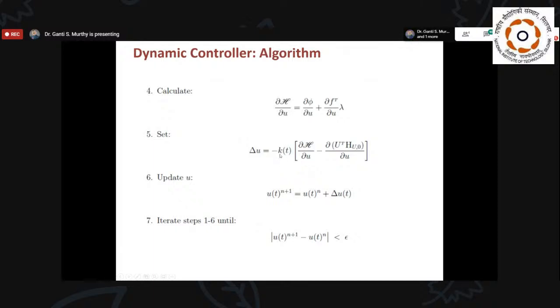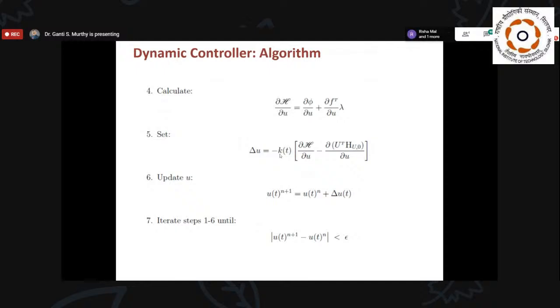This K(t) is a parameter that tells you by what magnitude you should be changing this control based on this control gradient that you have calculated. This value of K(t) can be set as a constant. Sometimes you're better off changing it with time, but it also depends on the scale of the process. So that is what it is.